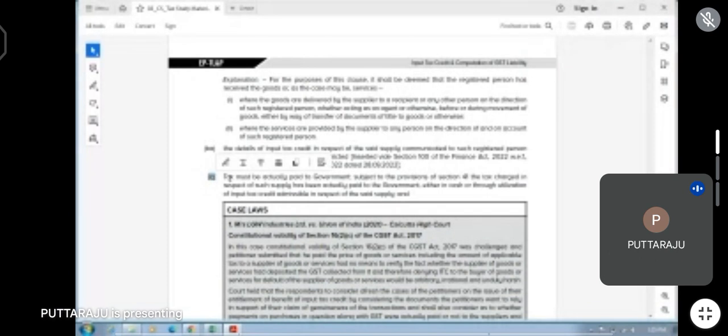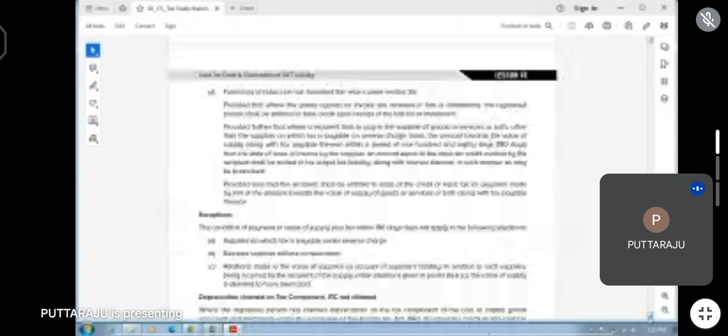C, tax must have been actually paid to the government, that is payment of tax. Tax should have been paid, that is C. D, furnishing of return, that is filing of return. If all these four conditions satisfy, you are eligible to claim ITC.